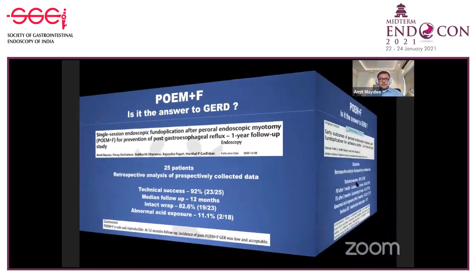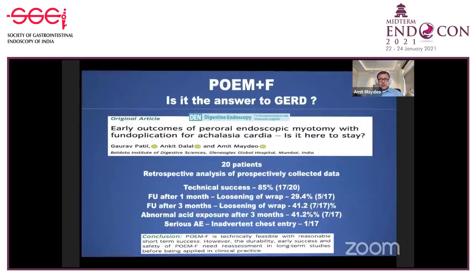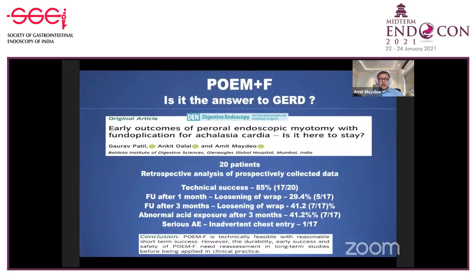But unfortunately, I just want to show you this paper, which we published 2 months before Amol published his paper in Endoscopy. Our paper was published in Digestive Endoscopy on 20 patients, again a retrospective analysis, but our results were quite different. If you see here, technical success was good, 85%. But within 1 month itself, we found almost 30% of the patients, this wrap had loosened up. Whereas in 3 months, the loosening of the wrap was in 41.2% of the patients. And abnormal acid exposure after 3 months was almost 50%. So almost the same percentage as you see after a POEM procedure, the reflux had again started.